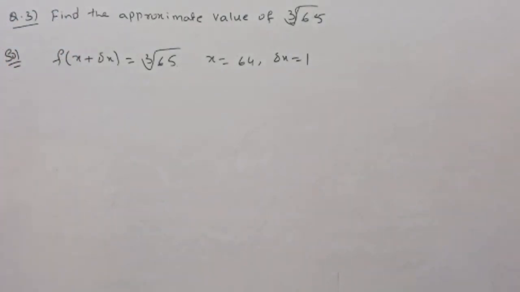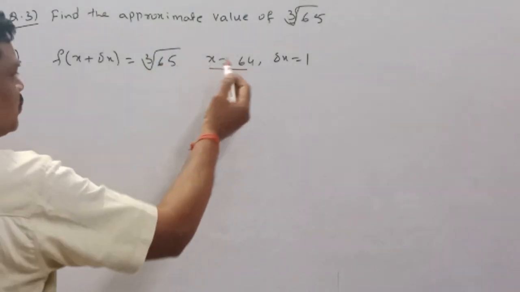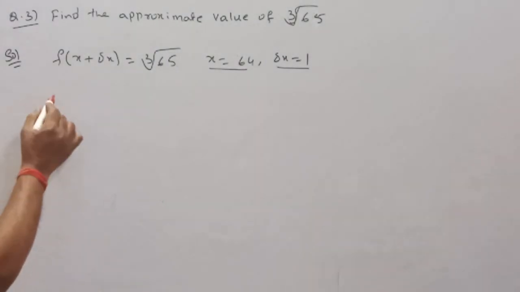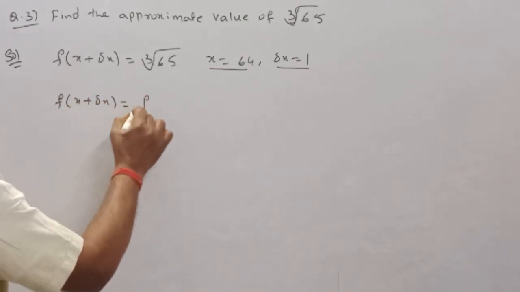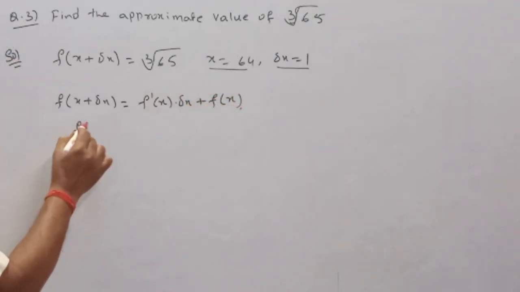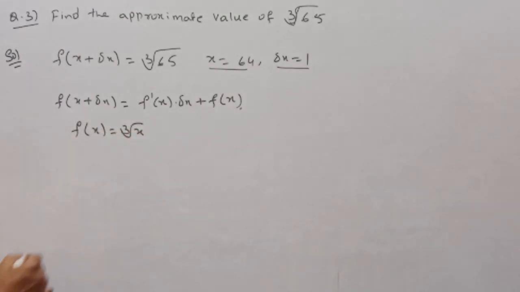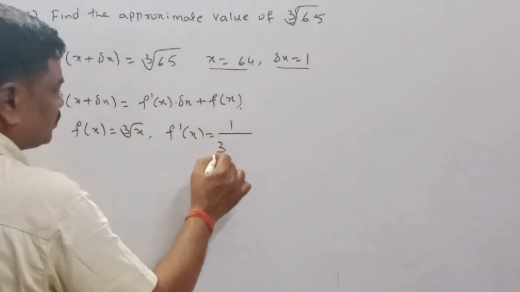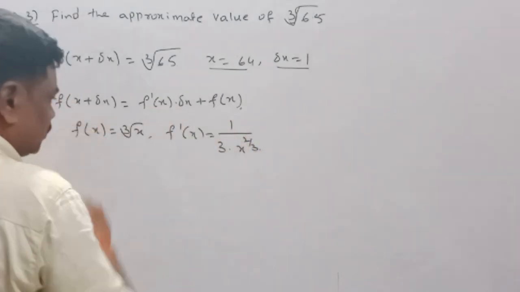So f of x plus delta x is equal to cube root of 65. X is equal to 64, delta x is equal to 1. We know that f of x plus delta x is equal to f dash of x into delta x plus f of x. Here f of x is equal to cube root x, and f dash of x is equal to 1 by 3 into x power minus 2 by 3.